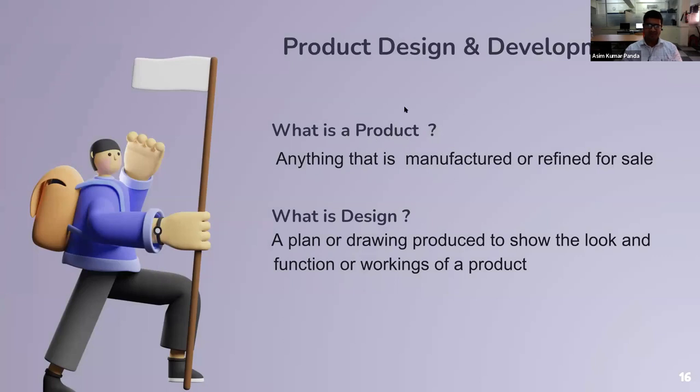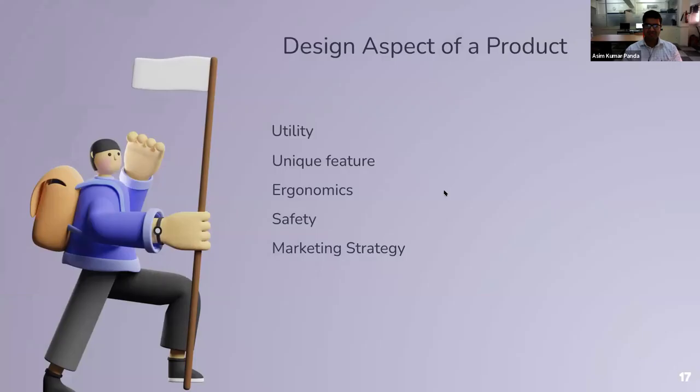Now, some theoretical concept, product design and development. So what is a product? We all know, right? Something that we can sell, okay? And what is design? Obviously some blueprint, or in engineering terms, we can say some blueprint or drawing of something, right? That we can treat as design. So these two things we will apply in our next slides. Now, some design aspect of a product. So again, I will come back to this slide later, okay?